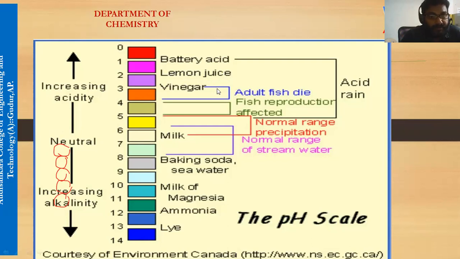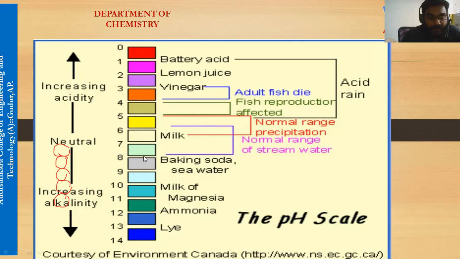Vinegar also you drink, and that value is 3.3. At lower values adult fish die. At the next value fish reproduction is affected, and larvae are affected and die. But this red mark is the normal range of precipitation and normal range of stream water. This is important. And another one is baking soda and seawater.